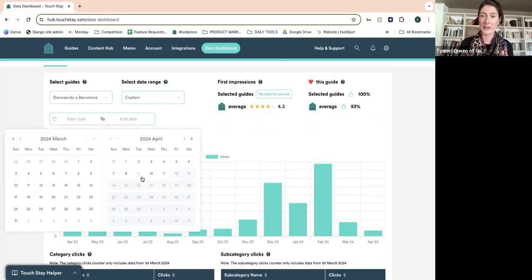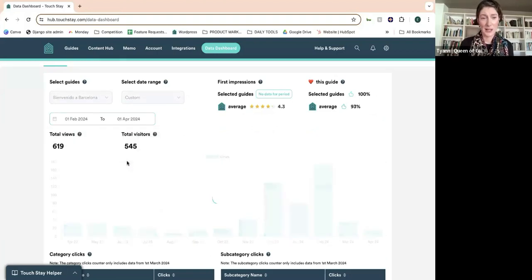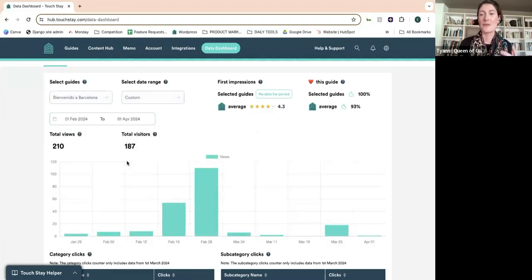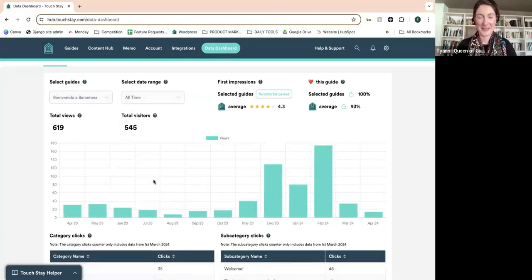So if you have a specific date period that's important to you that you want to check up on, you can just, for example, let's go back. I want to go from 1st of February to the 1st of April. The data adjusts based on that. So it's very flexible based on what you want to see. But I'm going to change that back and just do all time, just to show you.